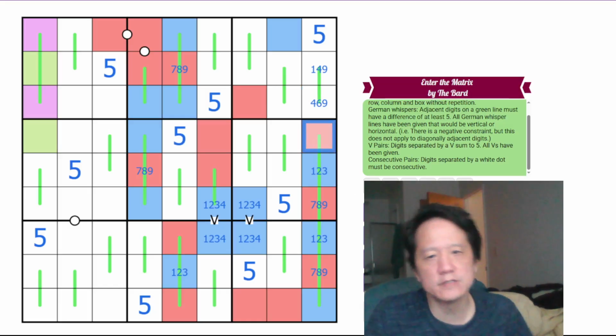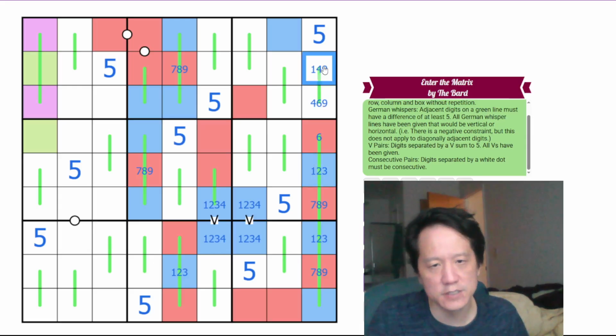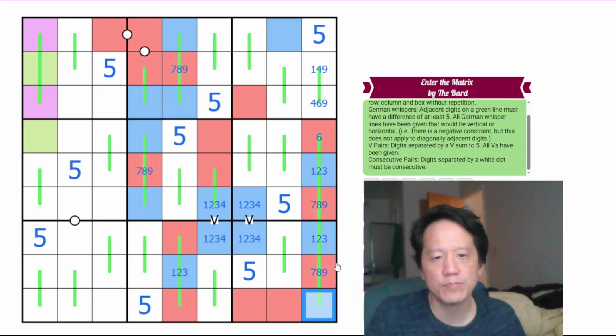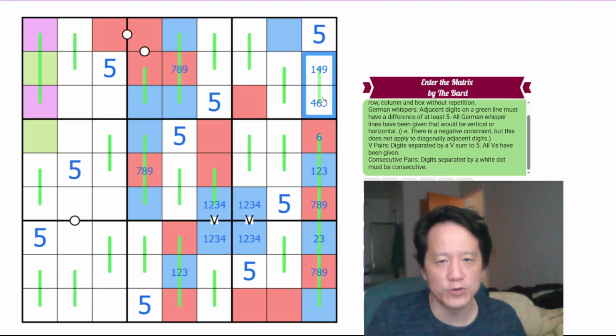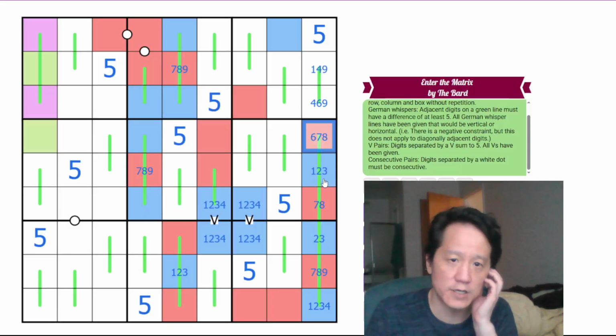So either this is 6 and this is 1, or this is 6 and this is 1, right? There's no other place for the 6 in column 9. So this can never be 1. This can never be 1. Either this is 4 and this is 9, or this is a 4-9 pair here. So this could be 4 and 9, but this can never be 9. So this could be 6, 7, or 8 here.